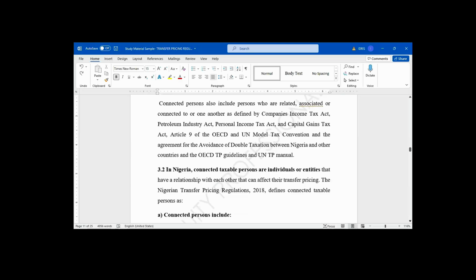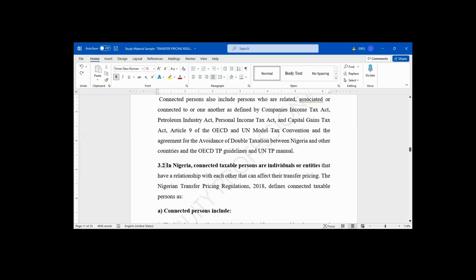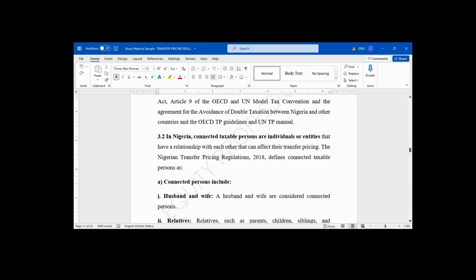The Transfer Pricing Regulations 2018 define connected taxable persons as including, number one, husband and wife. Husband and wife are connected together. So if a husband sells goods to his wife, it is going to have an impact on the financial transaction. The price charged by the husband cannot be an arm's length price. It is a controlled transaction. Because they are related, that price will not be a fair price.